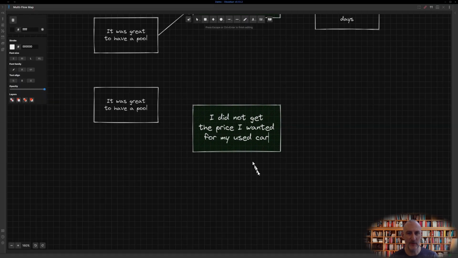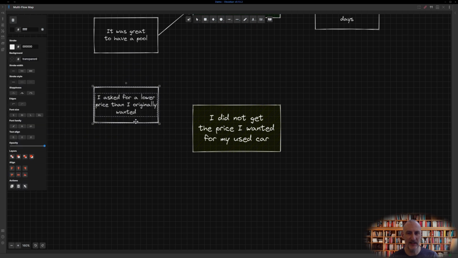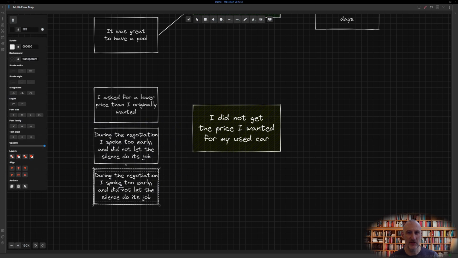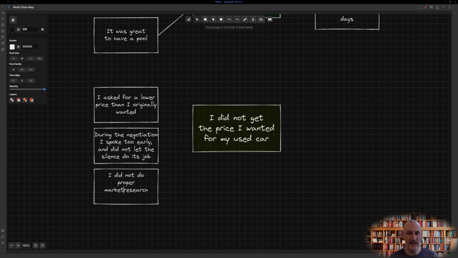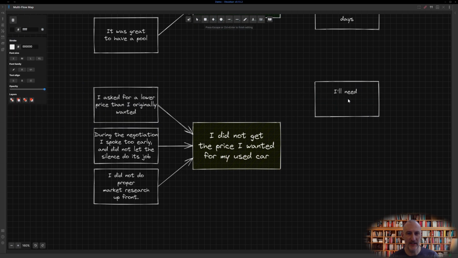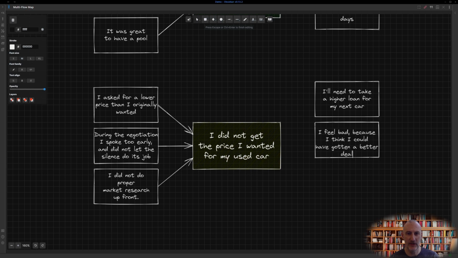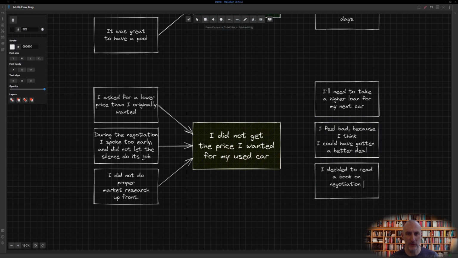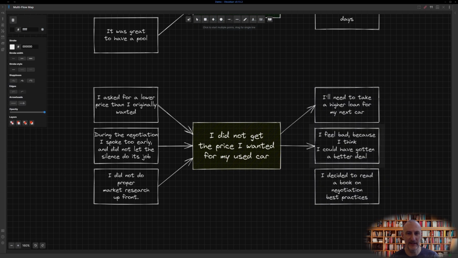Finally, let's explore how you might use a multi-flow map to understand why you did not get the price you wanted for your used car. From the causes, it would seem that you did not do a good job at negotiating. The consequences are that you'll need to take a higher loan, you'll feel bad for a couple of days, and hopefully you'll also learn from the event.